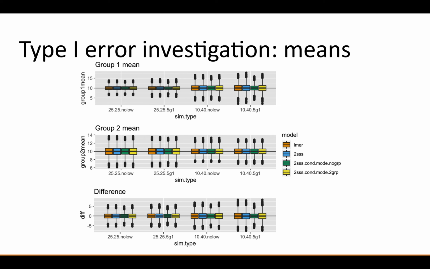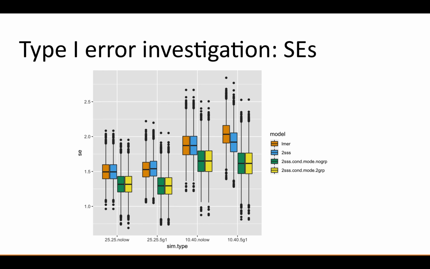So that's interesting. The numerator of our t-statistic is likely going to be too small for the pseudo two-stage summary statistics approach where no group was in the model. That's because the shrinkage is toward 10. So what does that look like in terms of standard errors?